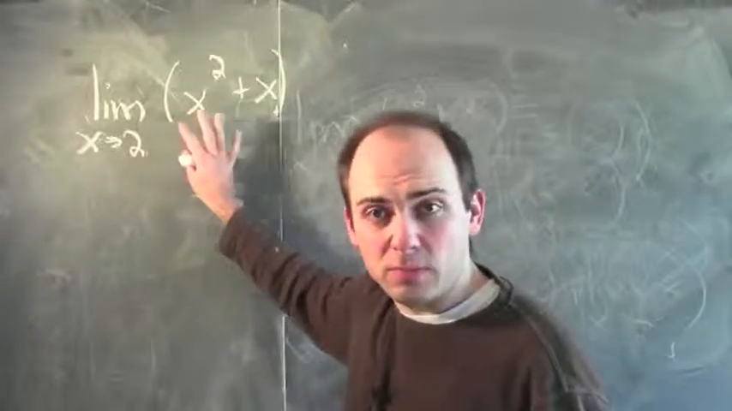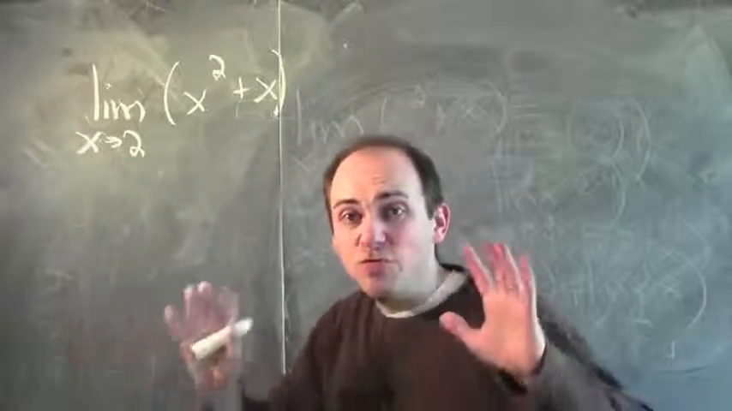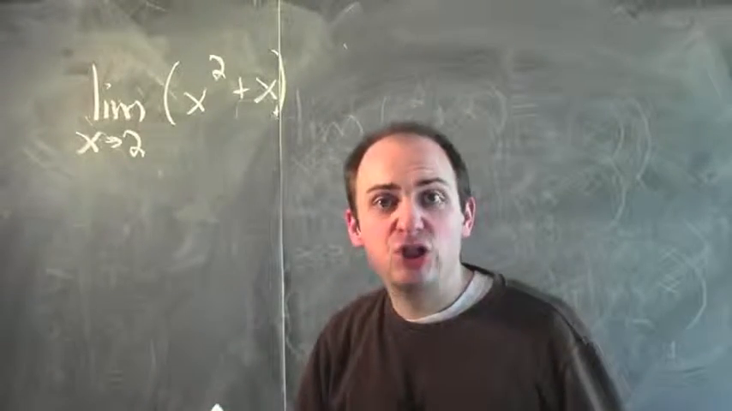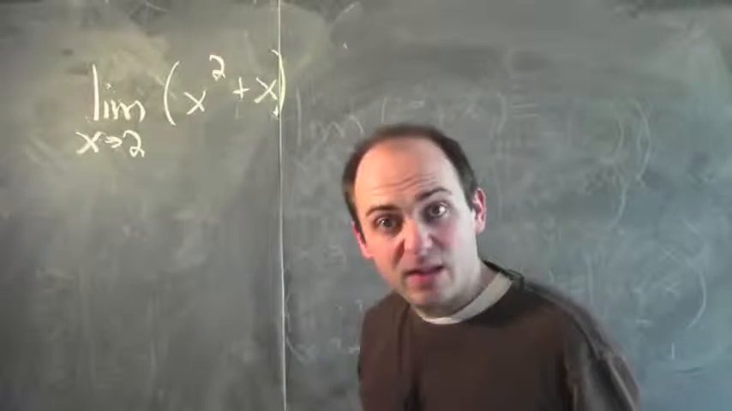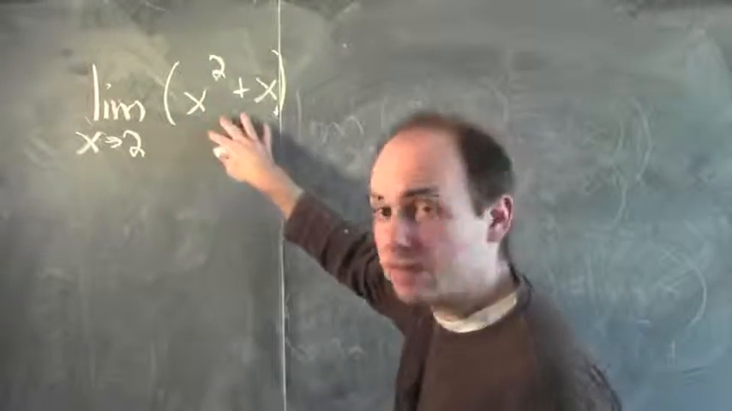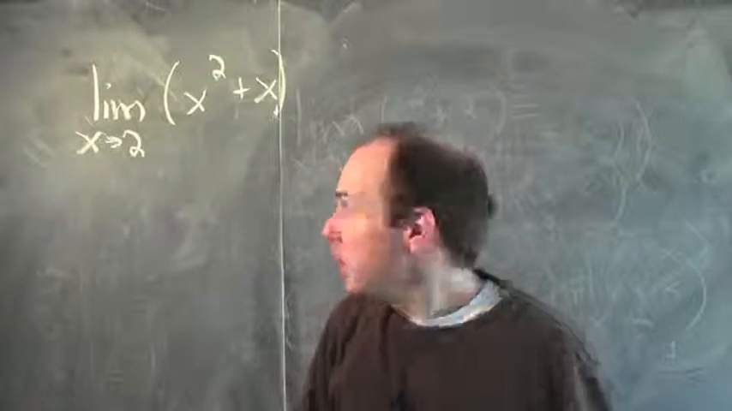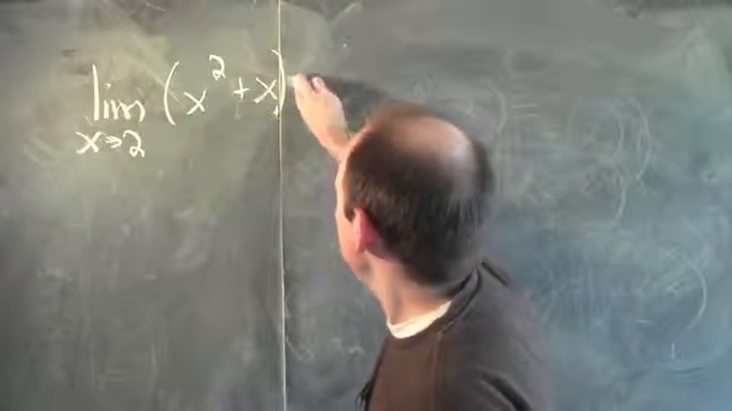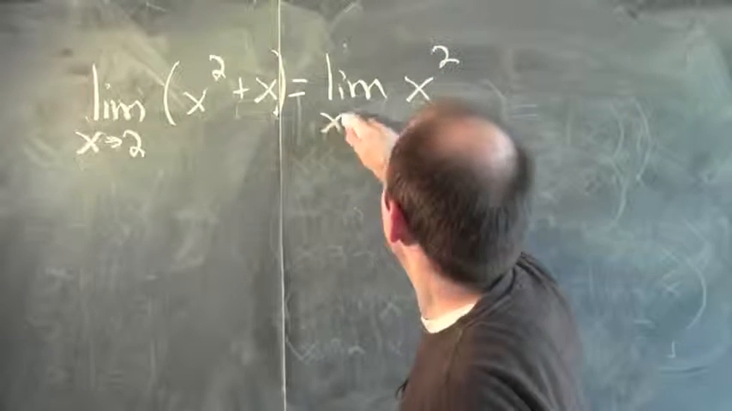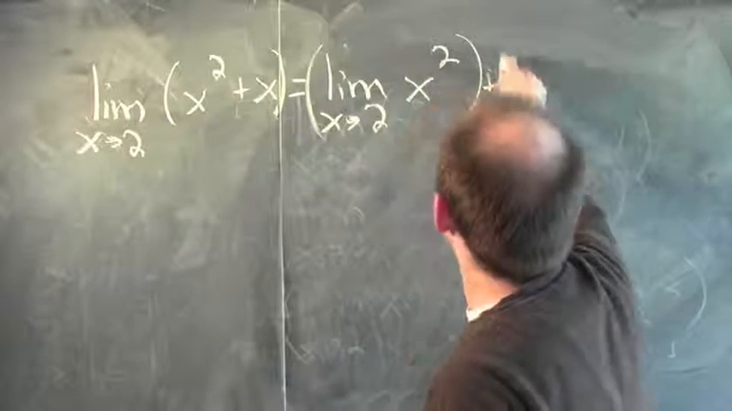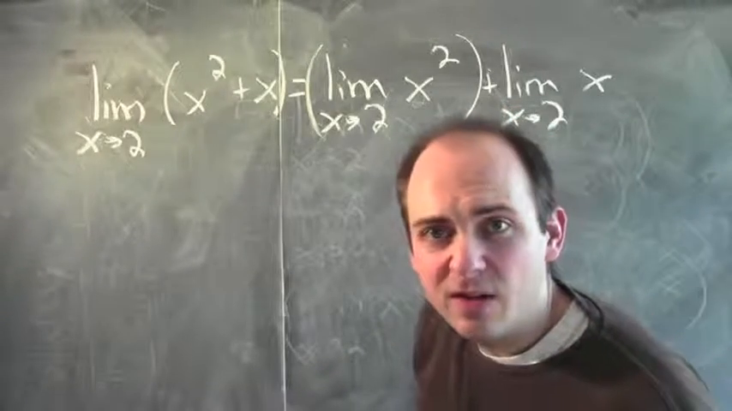So here's a limit problem. The limit of x squared plus x as x approaches 2. I really want you to resist the temptation to just plug in 2. We're going to be using our limit laws to try to evaluate this limit. Now this is the limit of a sum. And the limit of the sum is the sum of the limits provided the limits exist. So this limit of x squared plus x is equal to the limit of x squared as x approaches 2 plus the limit of x as x approaches 2.